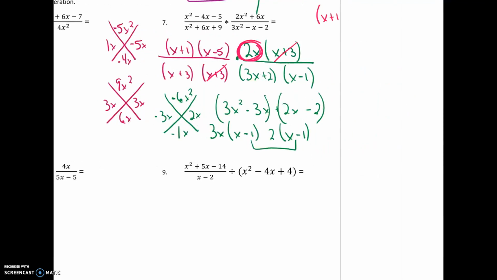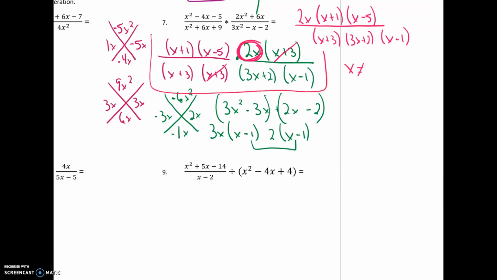So I'm going to move over here so I can get my final answer. Left in the numerator is x plus 1, x minus 5, and the 2x, which I'll just put to the left. And in the denominator, I'll have an x plus 3, a 3x plus 2, and an x minus 1. And then what will I not pick as far as my domain? What are those excluded values? Just looking in the original problem, I'm not going to pick -3, I'm not going to pick -2/3, and I'm not going to pick 1.